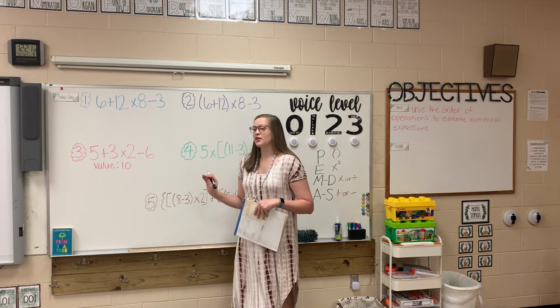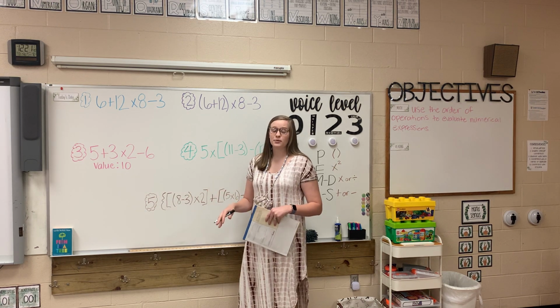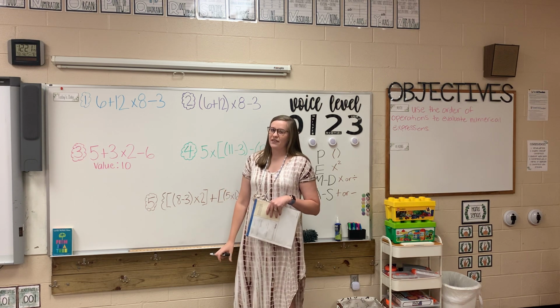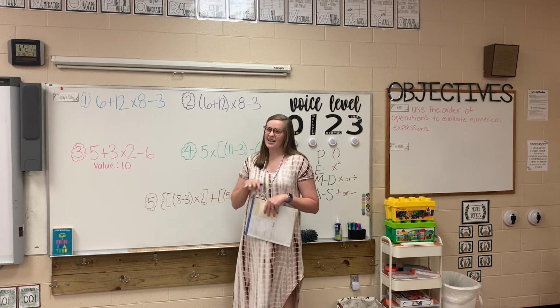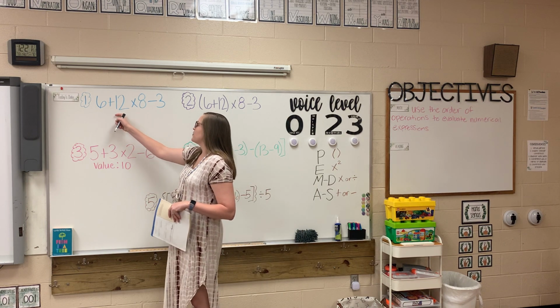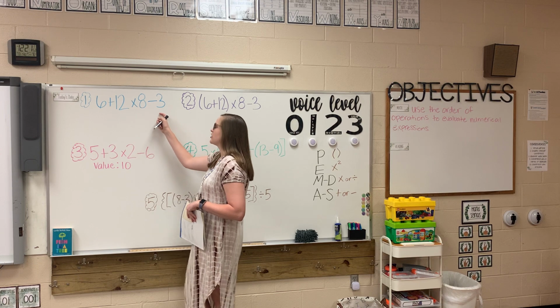And I know it may look like a lot on the board. It'll make so much more sense when we start walking through it. And I put our numbers in little clouds because I figured if I did parentheses, it might get a little confusing. So let's start. 6 plus 12 times 8 minus 3.